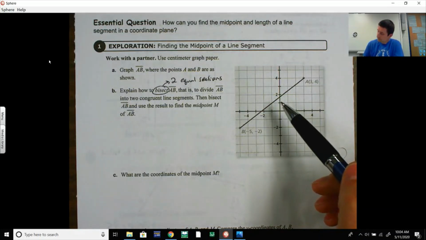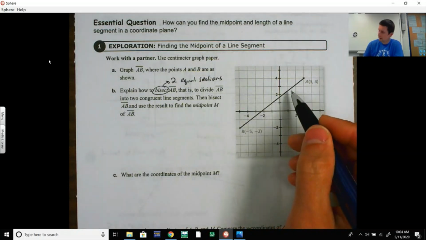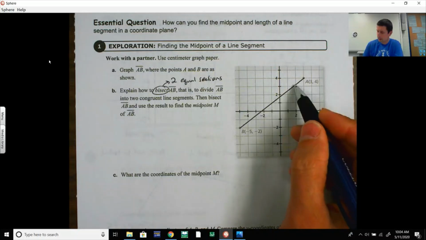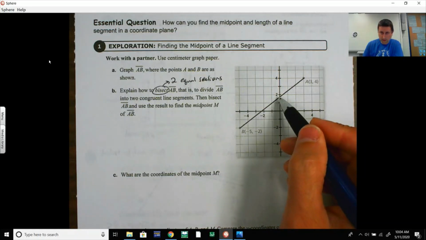Okay. So what we need is like, okay, where's the middle of this? That's what we need here. We need to know the middle. If I can find the middle, then I can find how much it is. So kind of glancing at this, we can say, oh, my guess would be probably around right through here.